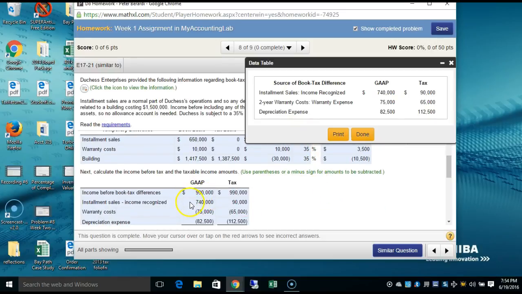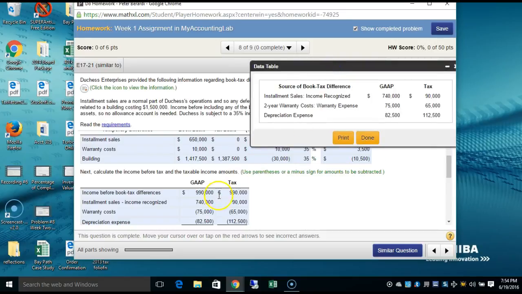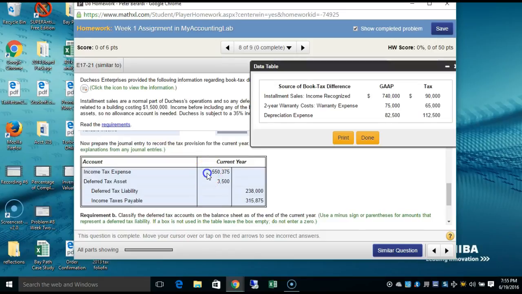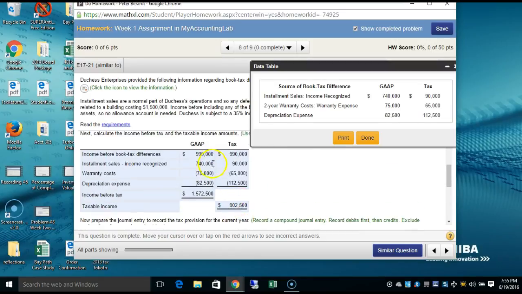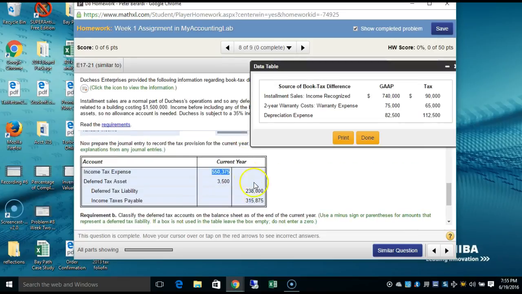Then build your income statement for GAAP and tax purposes. The $990,000 starting point is given to you in the problem. Take your installment sales for GAAP and tax, your warranty costs, subtracted that from your income for GAAP and tax, and your depreciation expense to get income before tax and taxable income. Multiplied by the 35% rate gives you your income tax expense on the GAAP side. The tax multiplied by 35% gives you income tax payable.